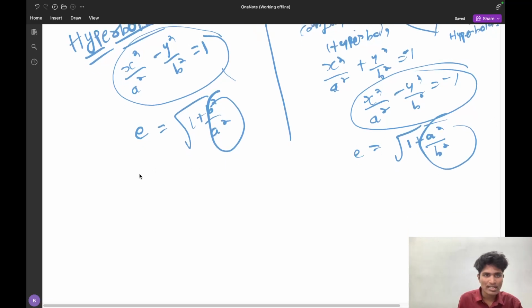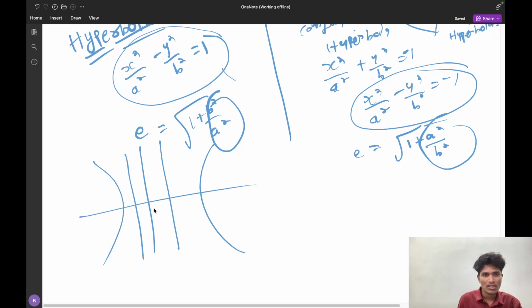And what is the center here? This is a hyperbola like this, the center will be 0 comma 0. The foci are a comma 0 and minus a comma 0, and the directrix equations are x equal to plus or minus a by e. Here there is no major axis or minor axis; there is the transverse axis. This is called the transverse axis, and this other axis is called the conjugate axis.